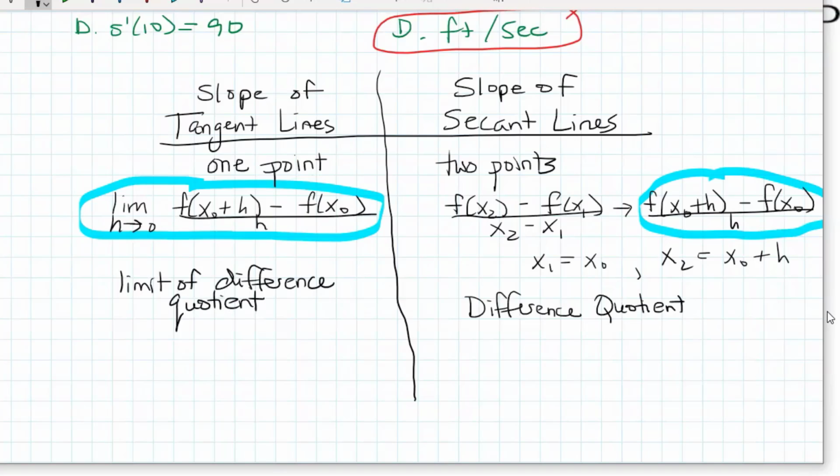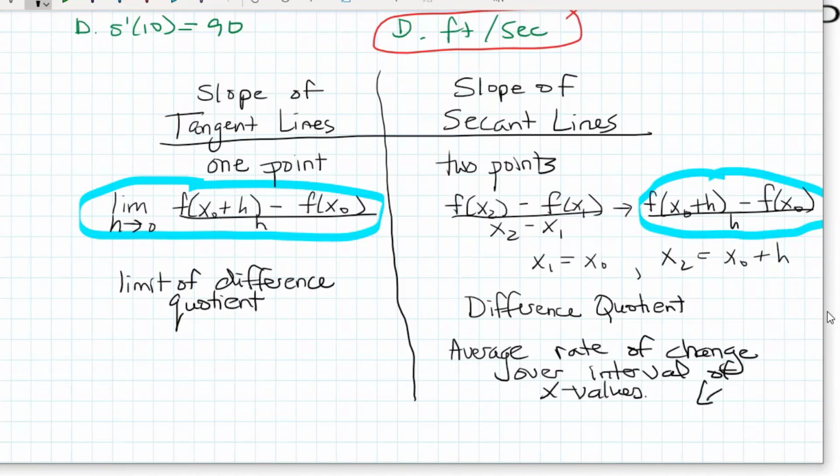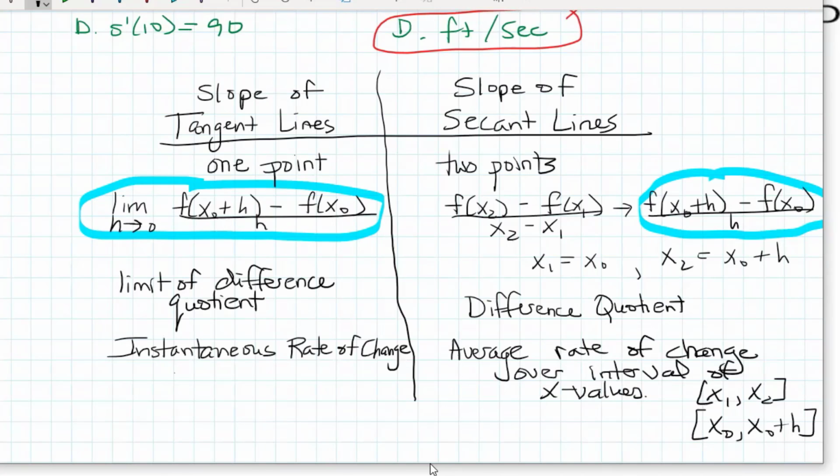The slope of a secant line is going to be over an interval, so we call that an average rate of change over an interval of x values. That interval might be x1 to x2, or you can think of it as x0 to x0 + h. Whereas when we're talking about a slope of a tangent line, we're talking about instantaneous rate of change, and it's at a particular x value, a single x value. That might be called x0, or usually it's x0, or a.